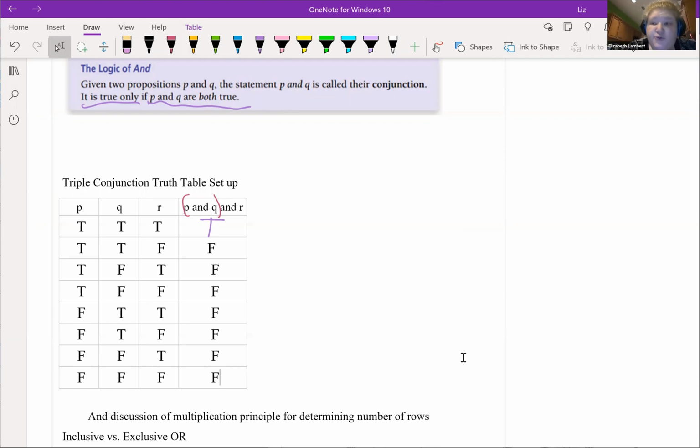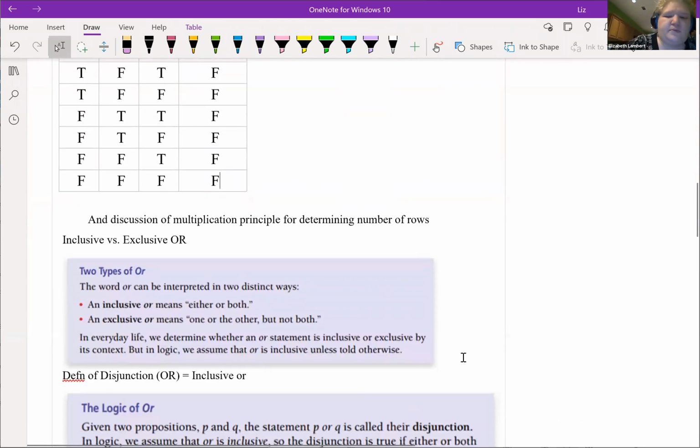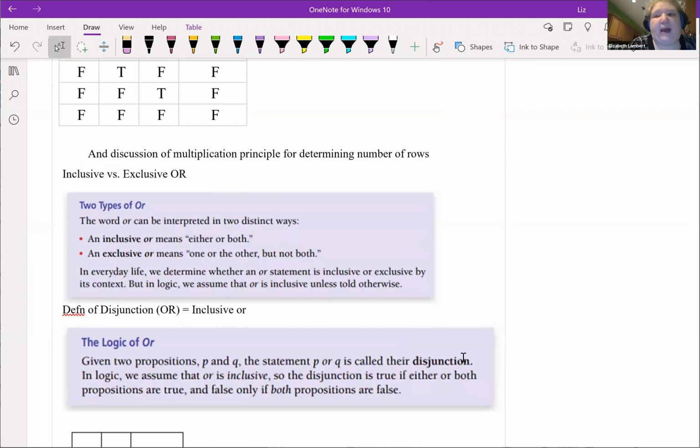So here in the truth tables, the number of rows is always a power of 2. So it's 2 or 2 times 2 or 2 times 2 times 2 or 2 times 2 times 2 times 2. We're not going to do 4 propositions. The truth table is just ridiculous to type. Well, it's actually not ridiculous to type. It's ridiculous to write by hand, which is what I had to do back in the day.